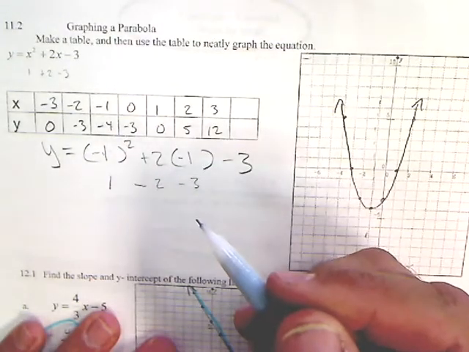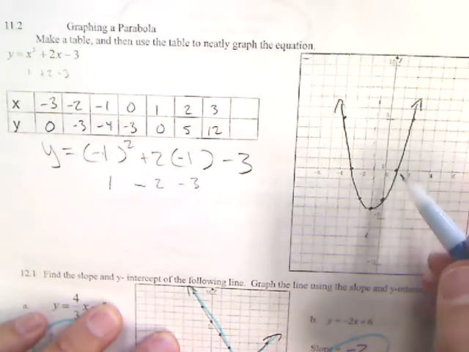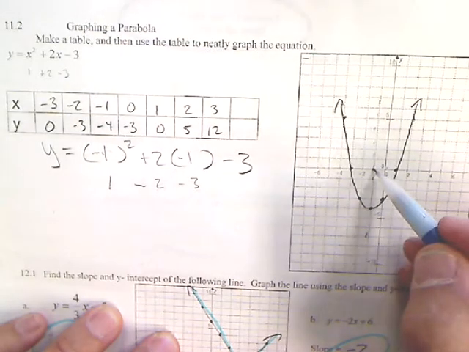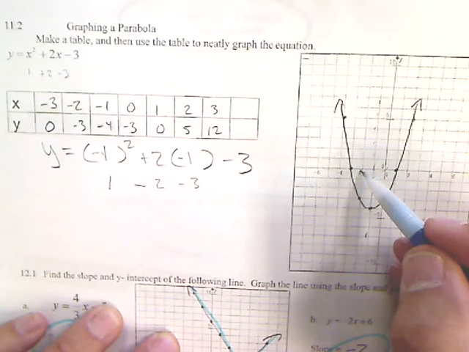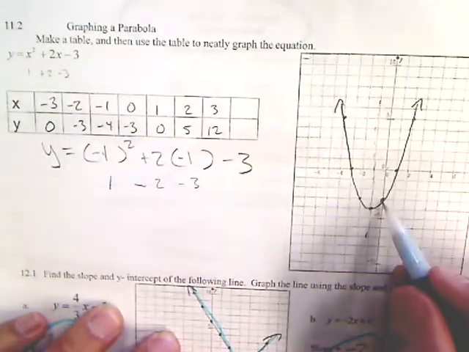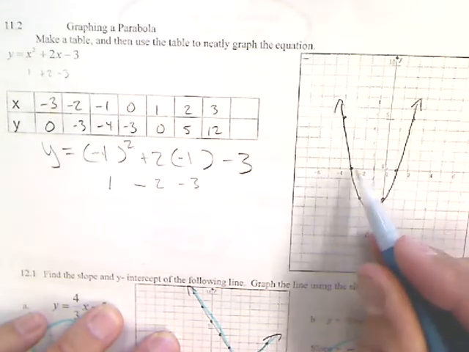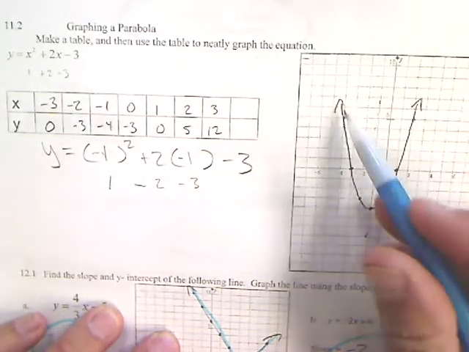And then I just plot points. 2, 5. 1, 0. 0, negative 3. Negative 1, negative 4. Negative 2, negative 3. Once I see the vertex, I know they just match up. So this point and this point will be the same. This point and this point will be the same. Draw my curve.